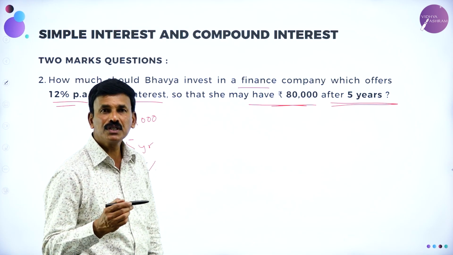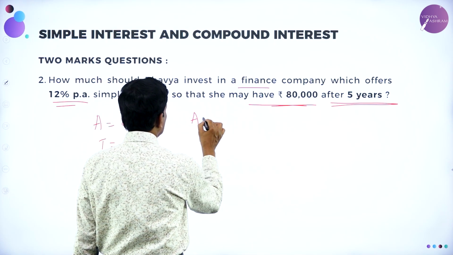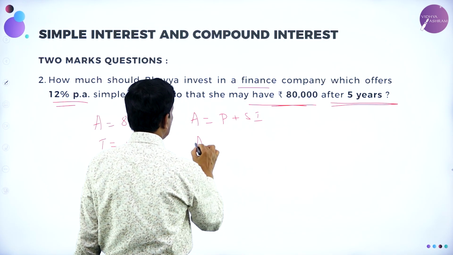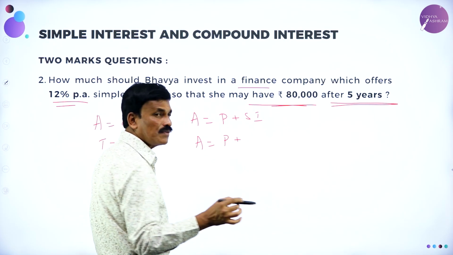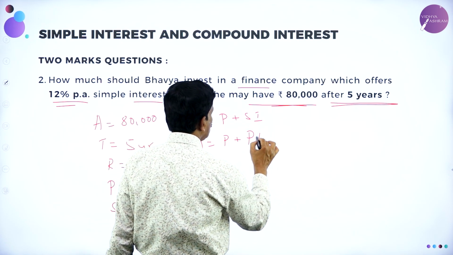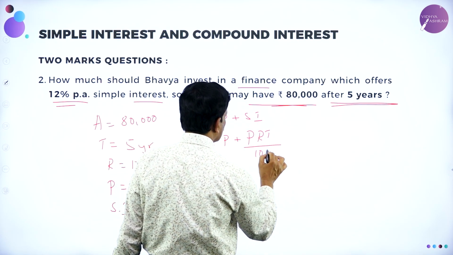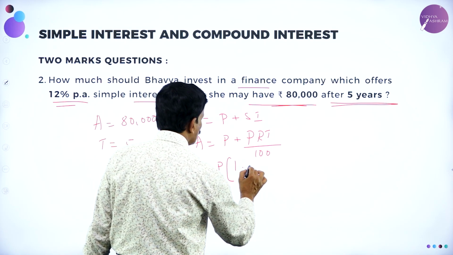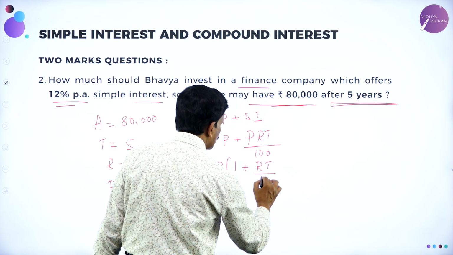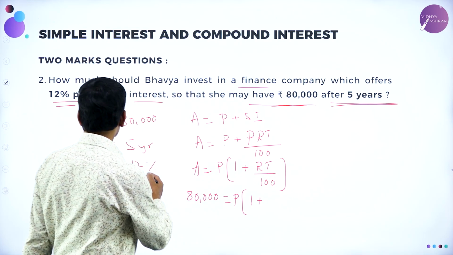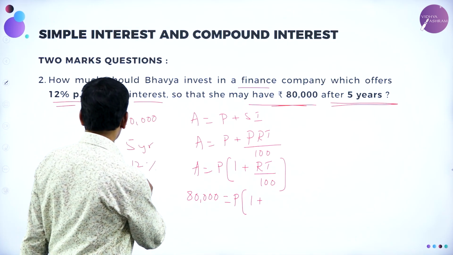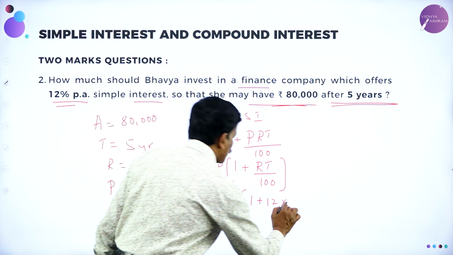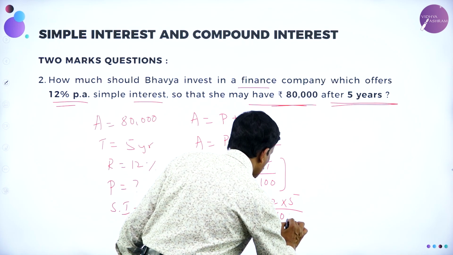Right. Now we know the relation. The amount is given by amount is equal to principal plus simple interest. What is the formula for simple interest? PRT over 100. So amount is equal to, you can take the principal out, P(1 + RT/100). Substitute the values. So what is R? R is equal to 12%, into time. What is the time period? 5 years, divided by 100.